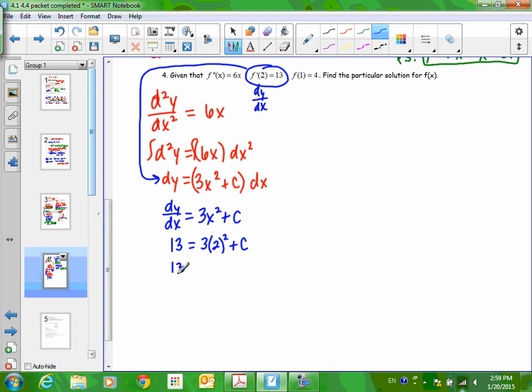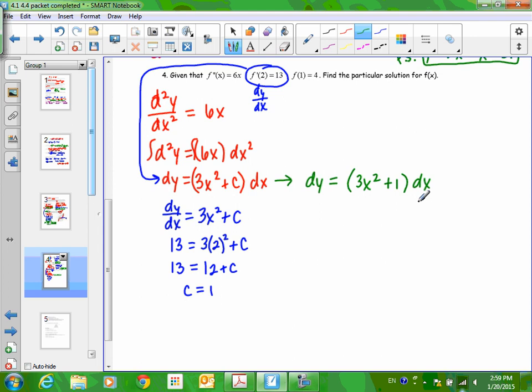All right, so let's finish this out. Let's solve for c. So 2 squared would be 4, times 3 would be 12. And so c is just 1. Okay? And so what I can do from here is, and I'm going to switch colors here, I can go ahead and rewrite this, but instead of writing plus c, I'm going to write plus 1. And now I'm ready to integrate again.